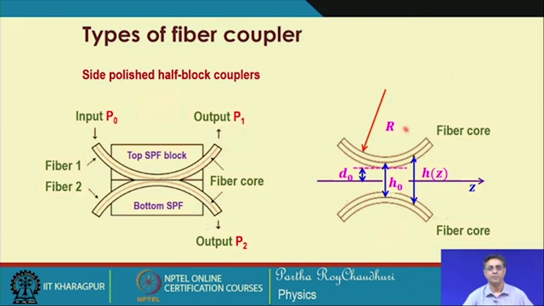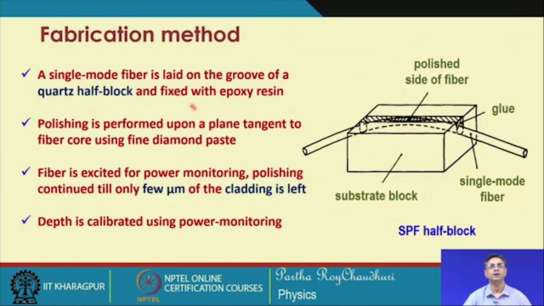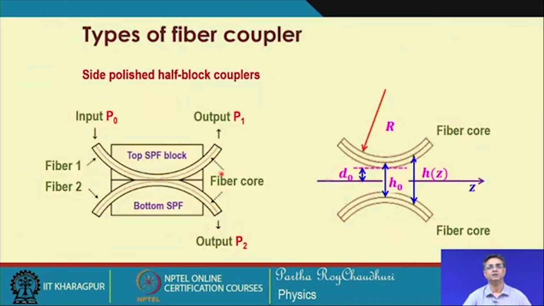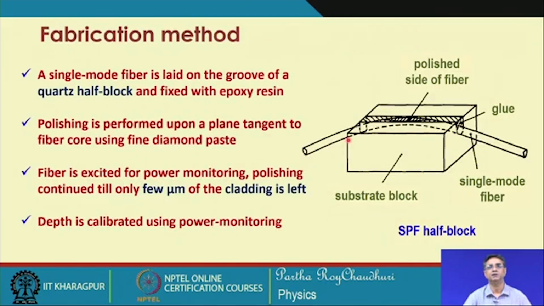And this is the schematic of the system which helps to calculate the coupling coefficient, the strength of coupling, the power splitting, etc. This is the overall schematic of the system. The fabrication method is that you take a substrate quartz block and make a groove in which you place an optical fiber, then put some epoxy resin, then this top part is polished. Polishing is performed upon a plane which is tangential to the fiber core using fine diamond paste.